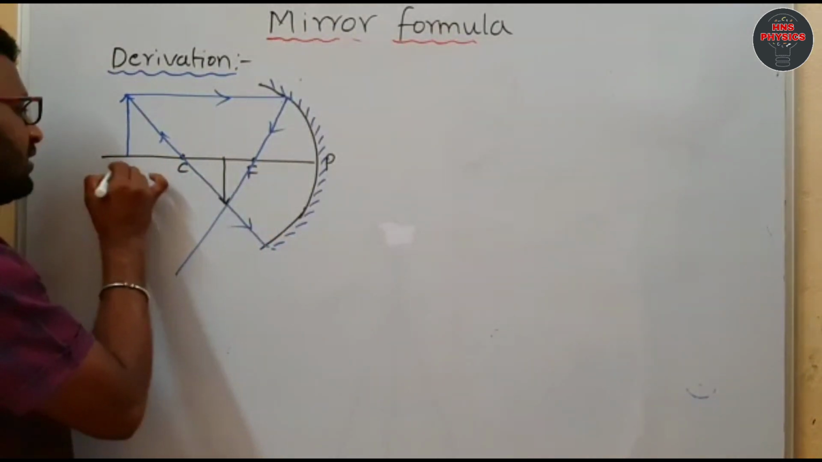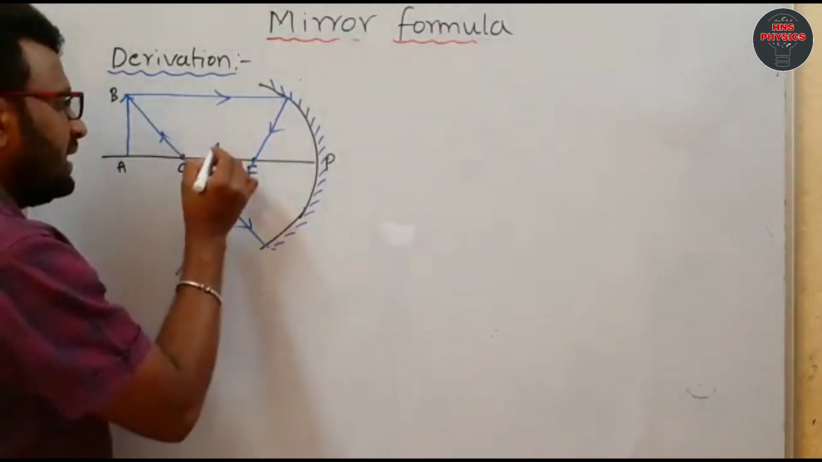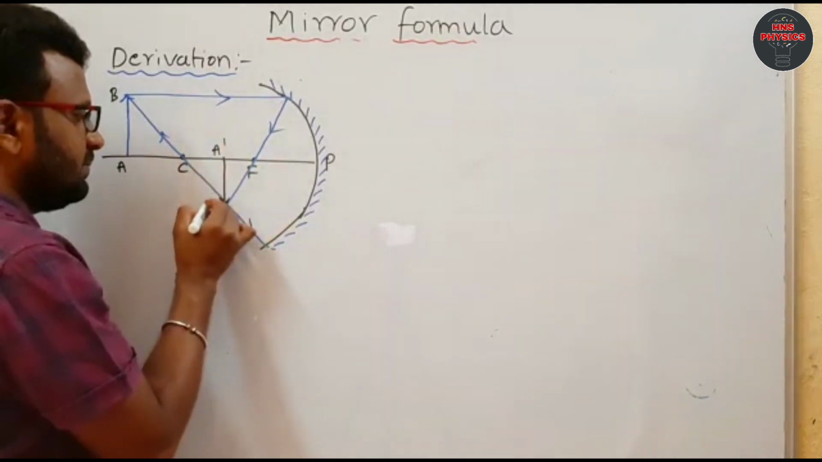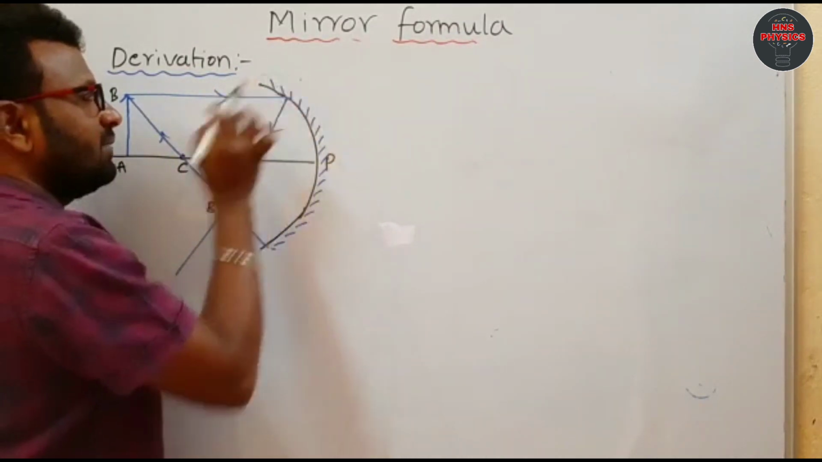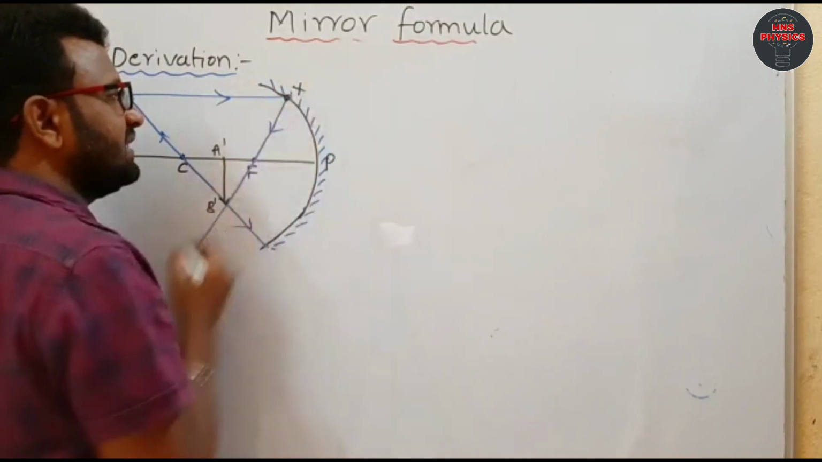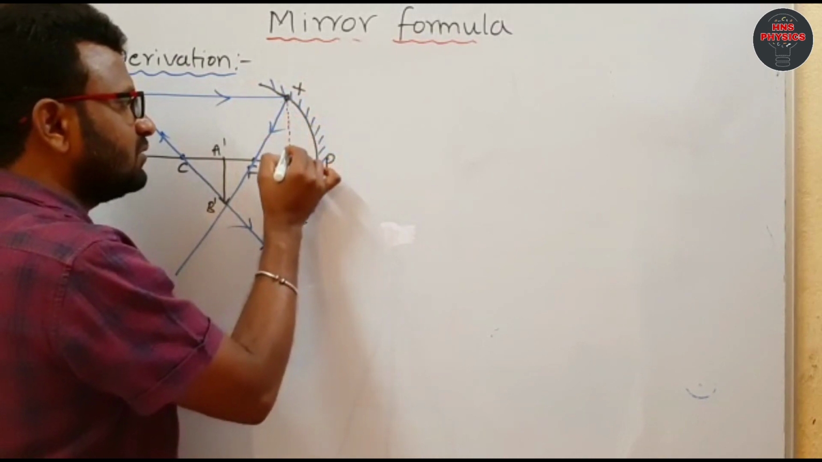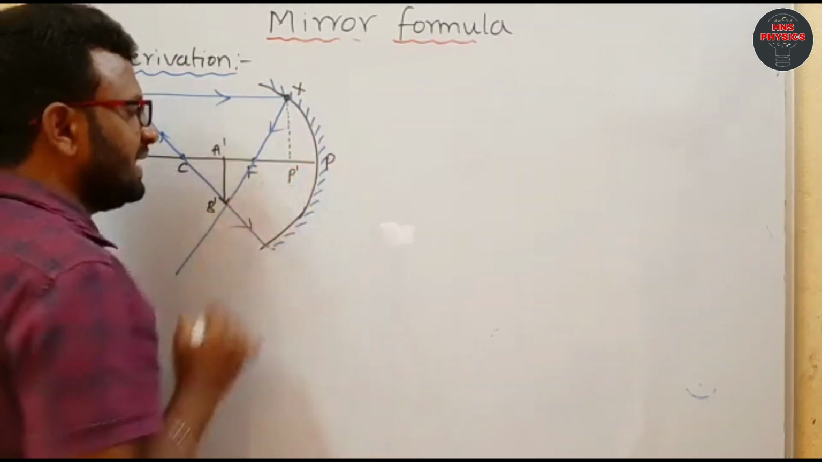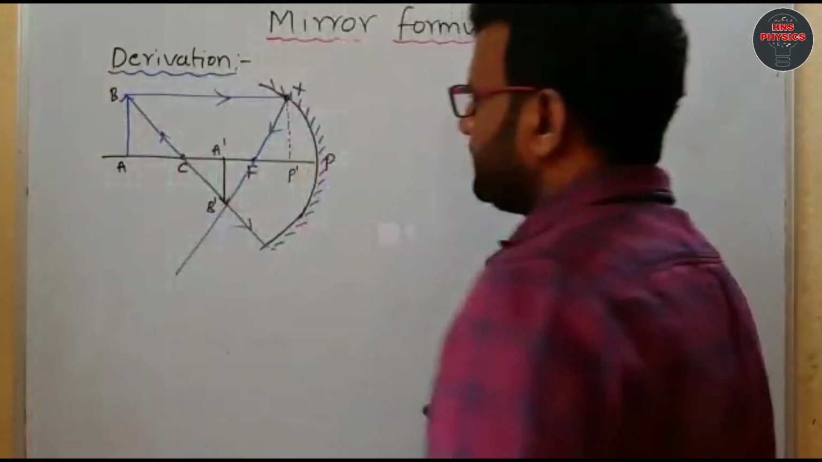Here the height of the object I am taking as AB and the height of the image as A dash B dash. This ray is incident on the mirror at a point that I am naming X. From this point, if I draw a perpendicular line to the principal axis, the point I am going to take as P dash.